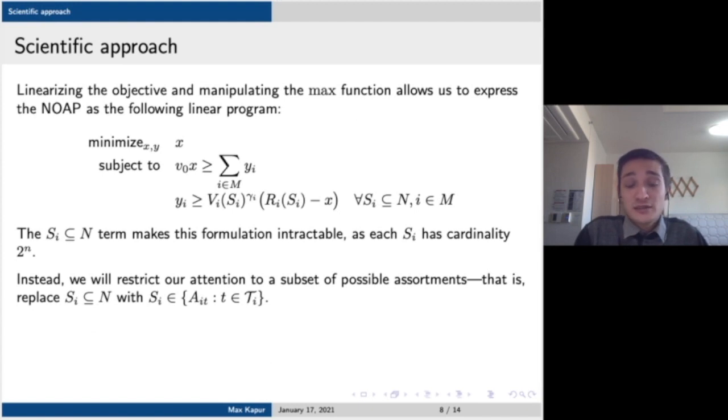So if we linearize the objective function that I gave a few slides ago and manipulate the max function, we are able to express the NOAP using this linear program. The problem is that this linear program has too many constraints. Each S_i, that's a subset of N, has exponential cardinality, and that makes this problem intractable. Instead, we're going to restrict our attention to a subset of possible assortments so that we have fewer constraints here and we can solve this problem in a reasonable amount of time.